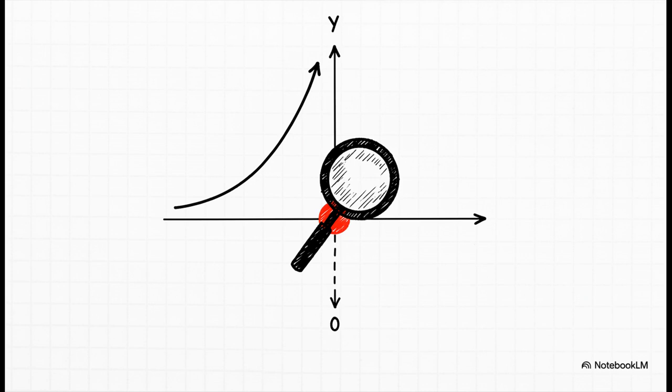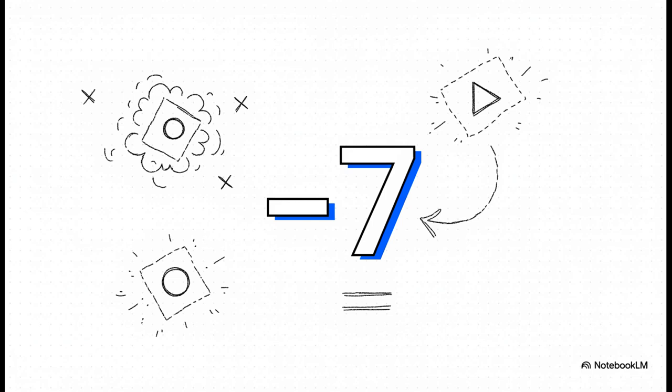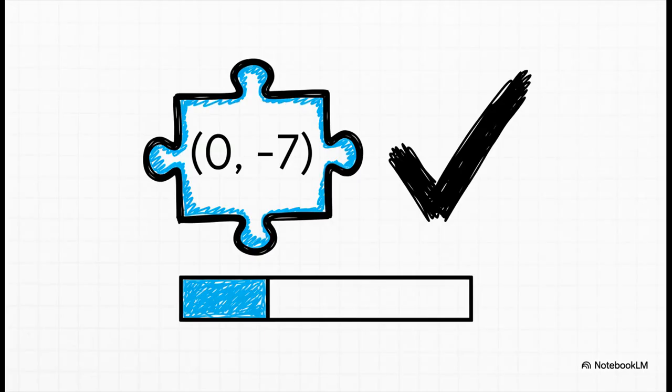The x-coordinate is 0. So, all we have to do is take our equation and plug in 0 everywhere we see an x. Now watch what happens to that p that was bugging us. 0 squared is 0. And negative 6 times p times 0, well, that's also 0. And boom, just like that, the first two parts of the equation completely disappear. All we're left with is negative 7. That's our y value. And there we go. Our first coordinate is (0, -7). Part 1, done and dusted. See? That wasn't so bad, right?